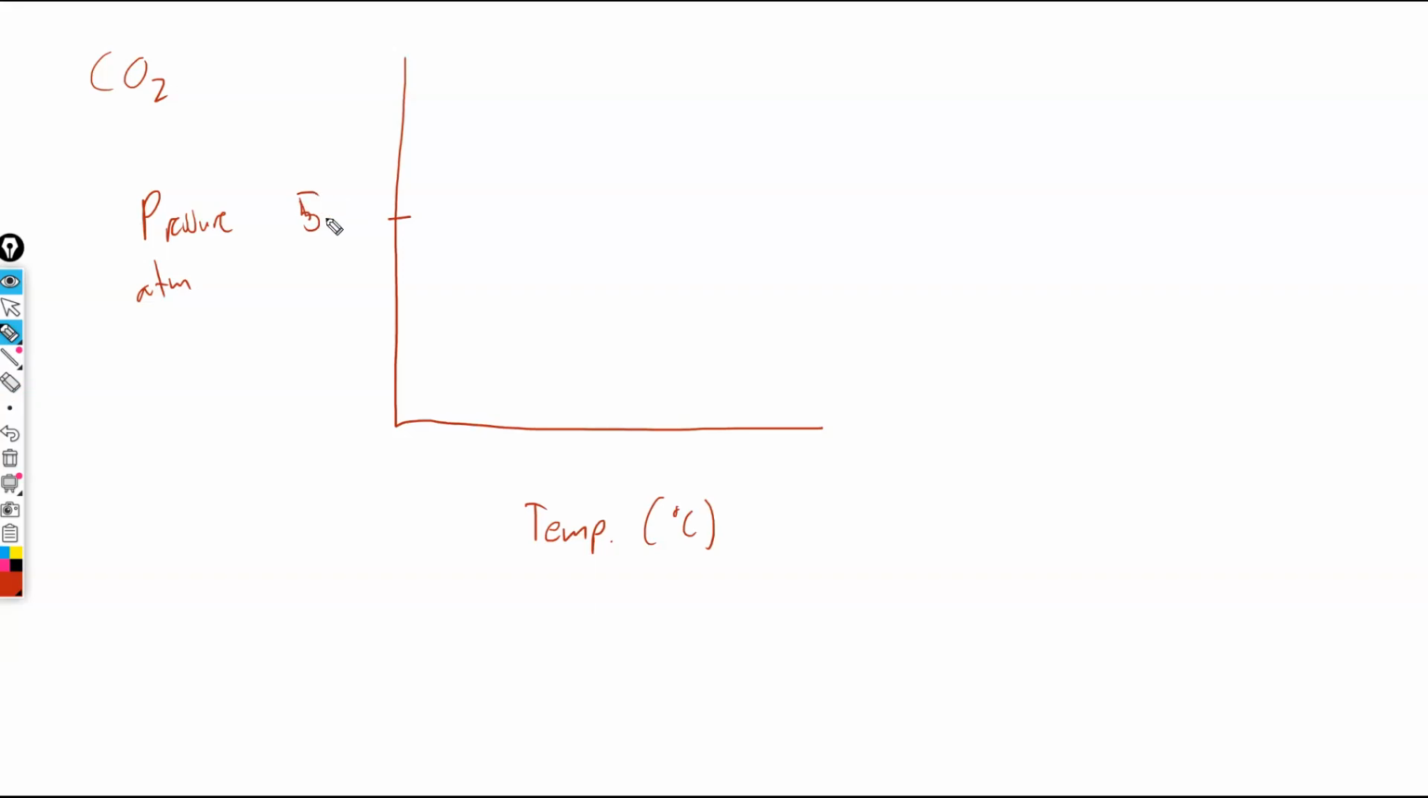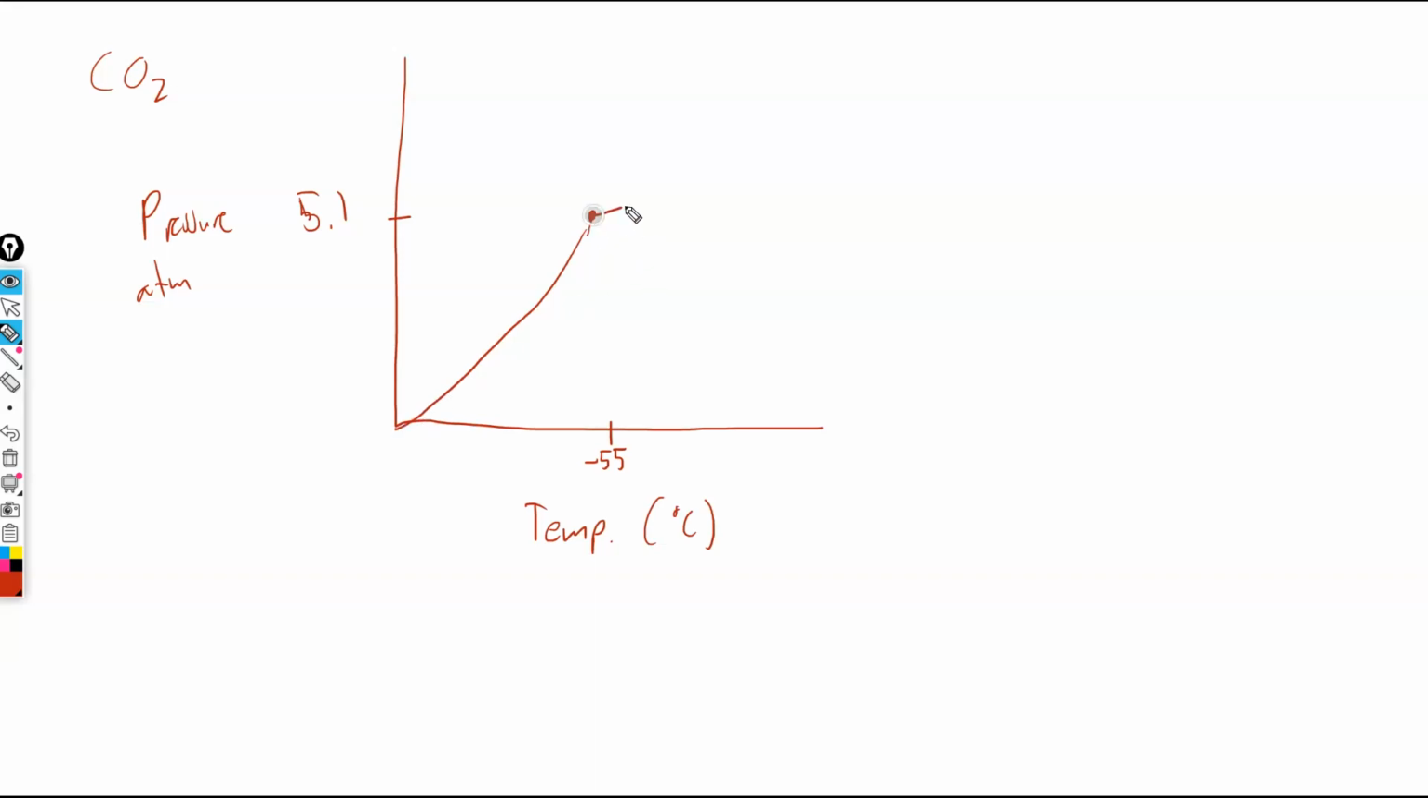Exists at 5.1, and it's at about negative 55 degrees Celsius, about. So that's where the triple point of carbon dioxide is. So far I got, whoops, that was a bad line. Let's redo that. Go in there, okay?